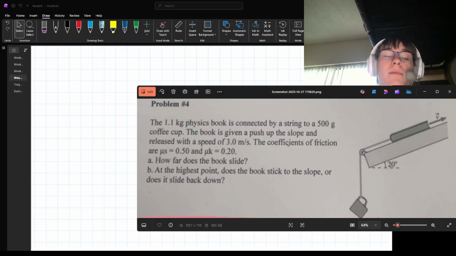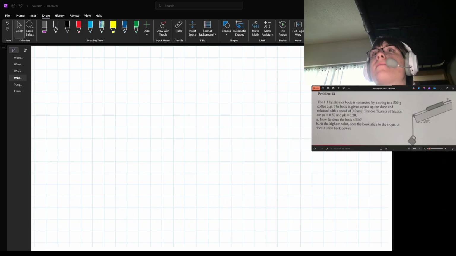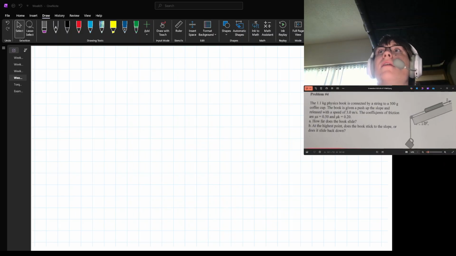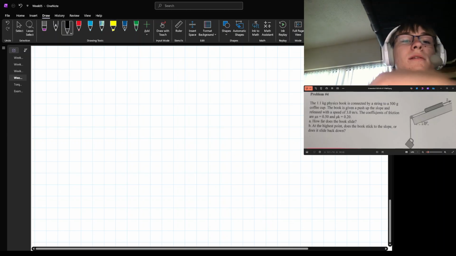With these tension problems, the most important part is that you have to draw the free body diagram. It's the biggest aspect. If you don't draw the free body diagram, it's just not going to work. So let's get right into it. Put that over there. Save that for later.